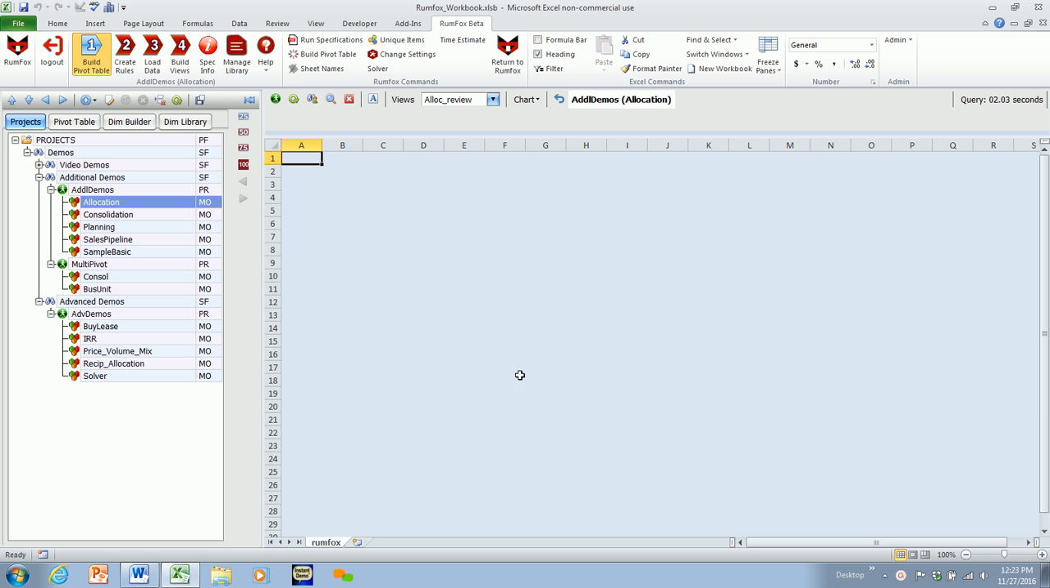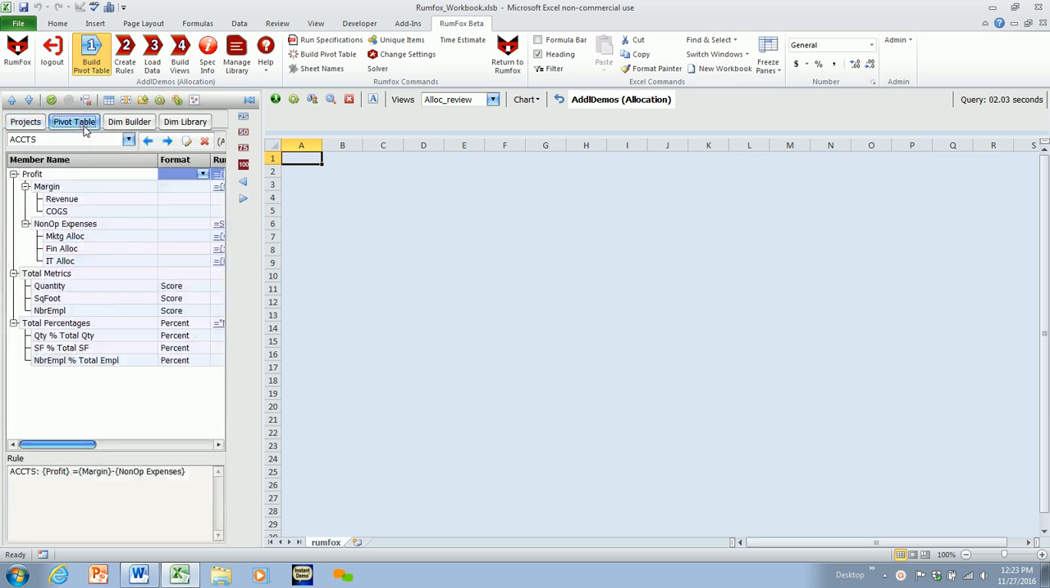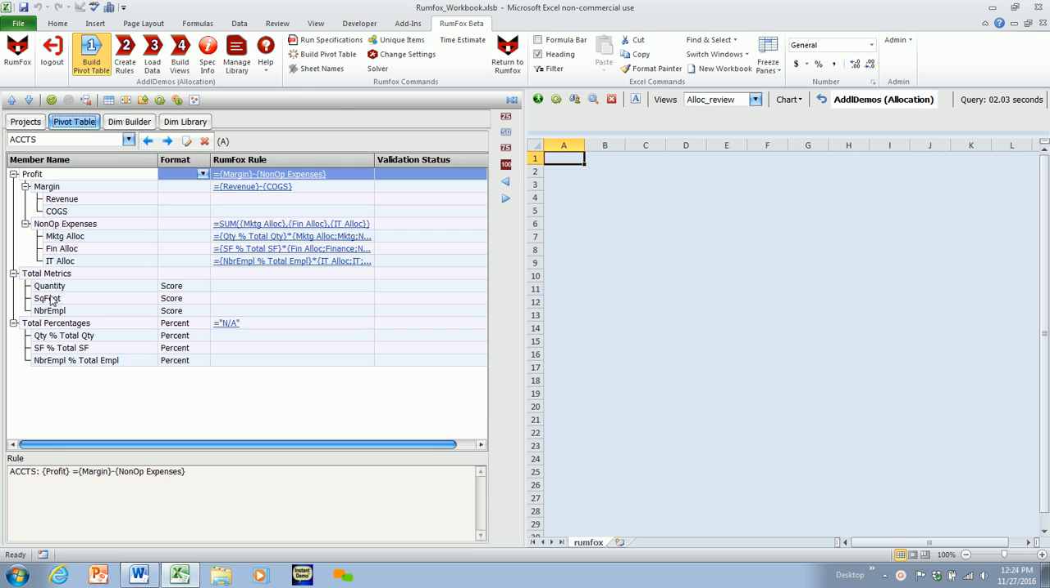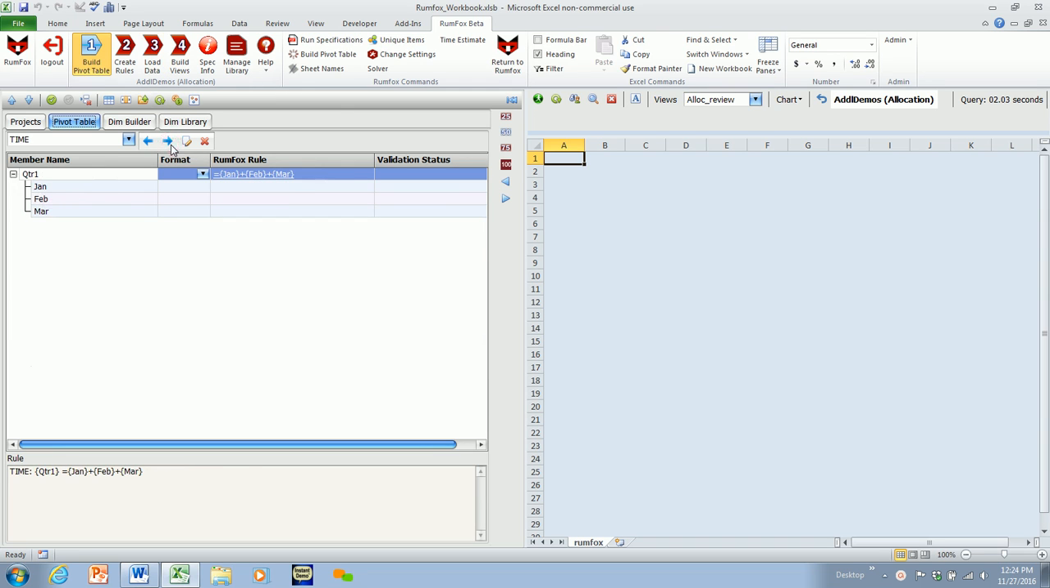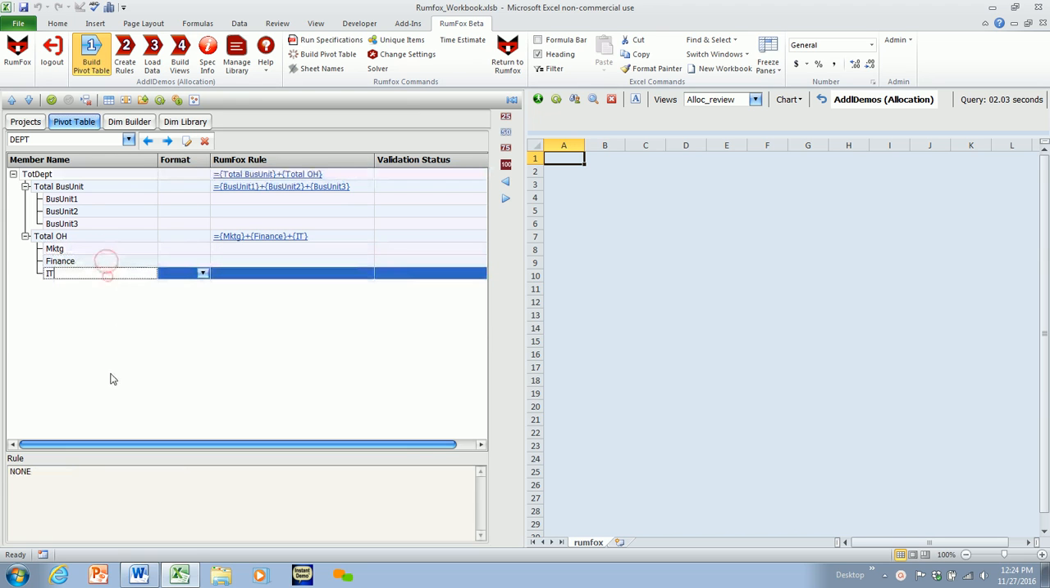The following demos showcase cost allocations. The first allocation will disperse costs for different overhead departments, marketing, finance, and IT, to the different business units. The allocations will be dependent upon the relative weight of operating metrics such as quantities, square footage, and number of employees. The amount of each metric relative to the total will determine the cost each business will incur.